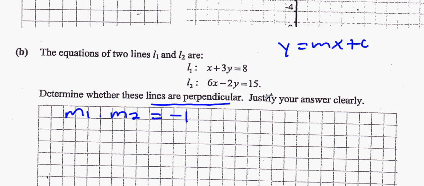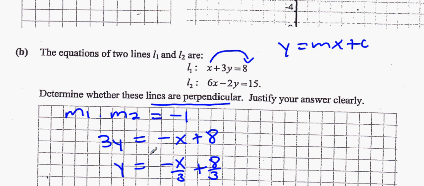So the first one is going to be move the x over the other side, and what we're going to get is 3y equals minus x plus 8. Now you got to get rid of the 3, so y equals minus x over 3 plus 8 over 3, because it's division when it's on the right hand side. Do the same thing for the next formula.